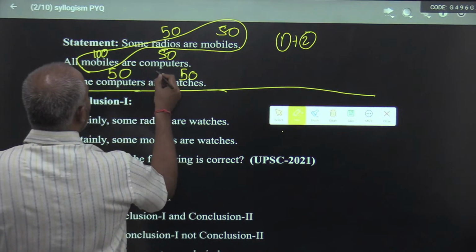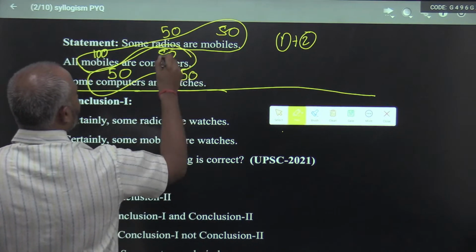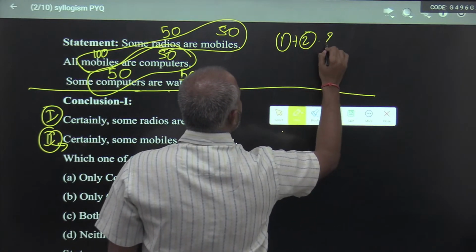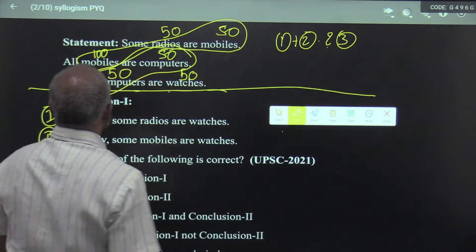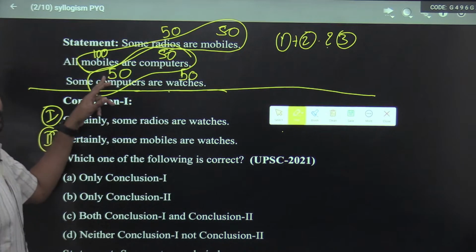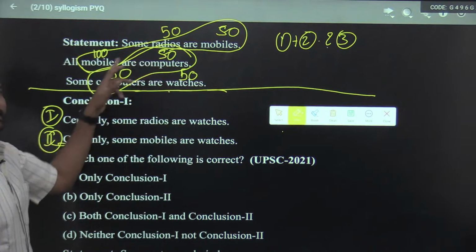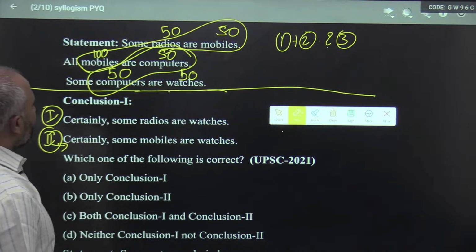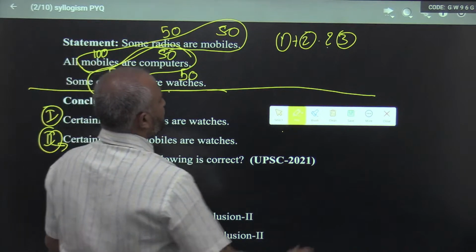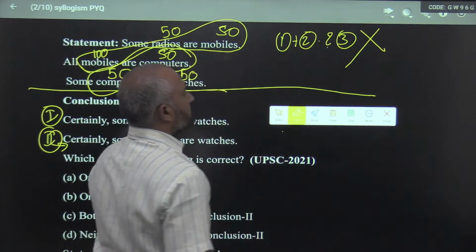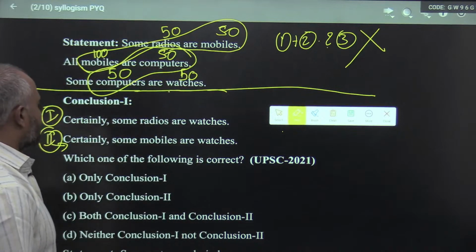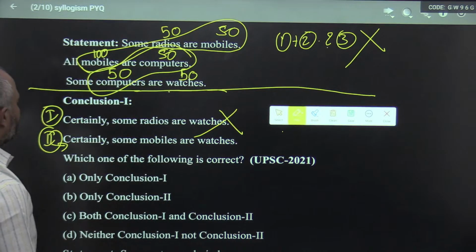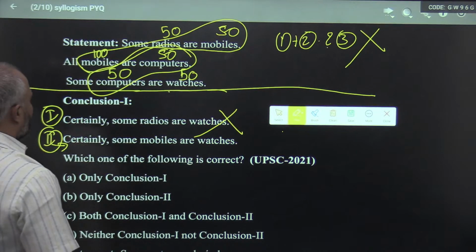Now, can you make the relationship between 2 and 3? You see, the common element, which is computer, did not achieve a value of 100 at least once. So no relationship exists. When no relationship exists, can you draw this conclusion? No. So conclusion 1 is not valid.